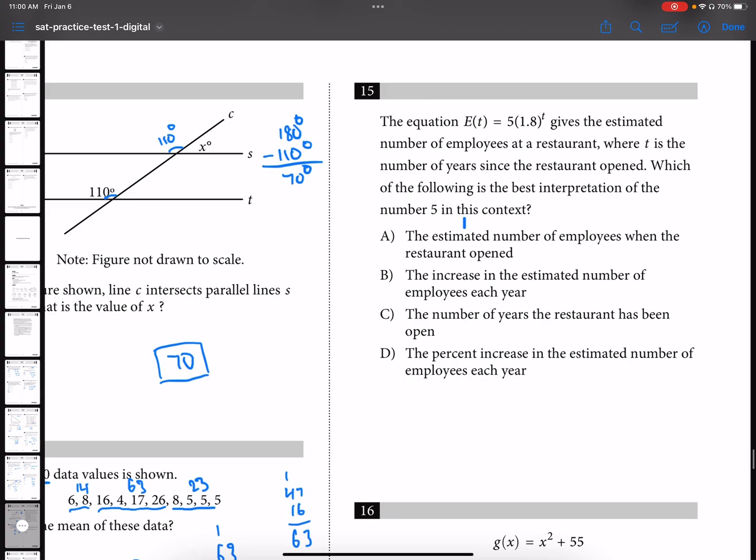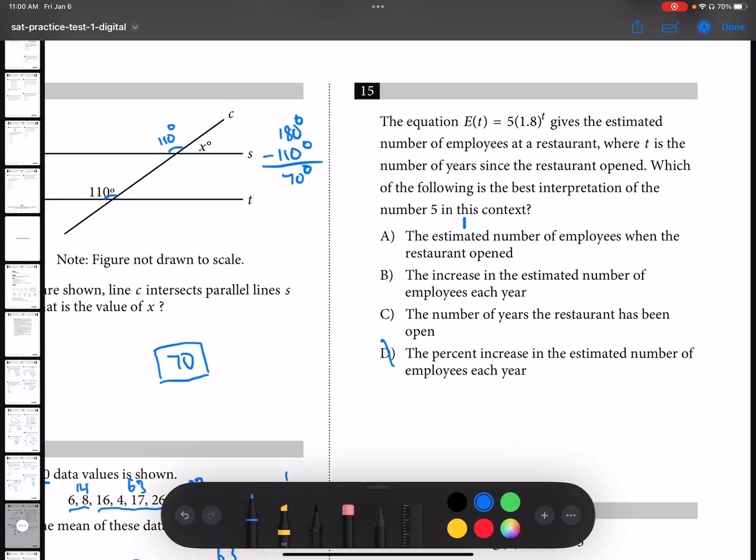Okay, number 15. The equation E of t is equal to 5 times 1.8 to the power of t gives the estimated number of employees at a restaurant, where t is the number of years. So, okay, it does say estimated, and we see that it doesn't talk about a type of percent increase at all. So I'm going to take out D from this choice.